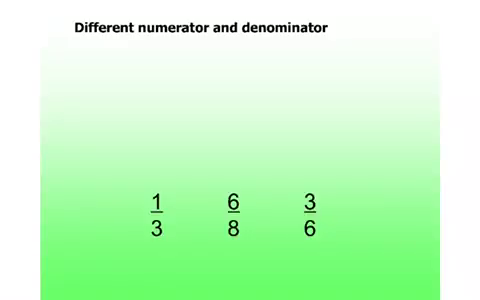So the first one that we have here is 1/3, which means we're going to break the whole down into 3 parts, and we'll be counting 1 part out of that. This one is broken down into 8 parts, and we're going to count 6 of those out of there. And this one is going to be broken down into 6 parts, and we're counting 3 parts out of there.